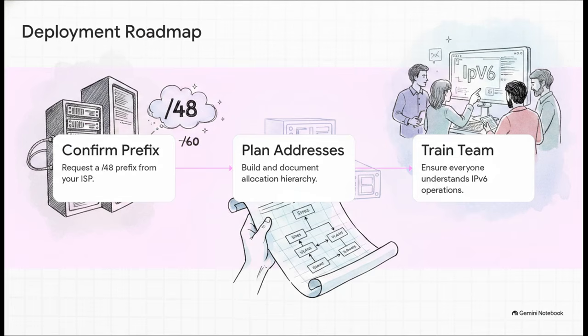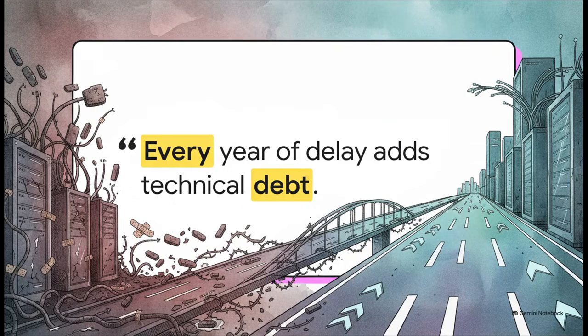Step 2. Build out your addressing plan on paper. Map out your sites, map out your VLANs, and do all of this before you touch a single router. And finally, Step 3. Train your team. You have to make sure everyone actually understands IPv6 addressing and dual-stack operations before you go making any changes in a production environment. I really want to leave you with this powerful quote from the tutorial.